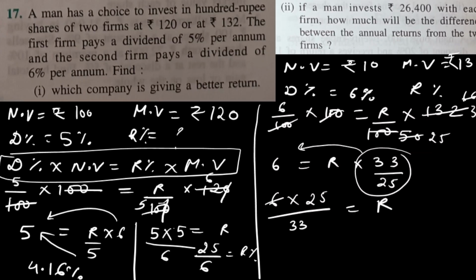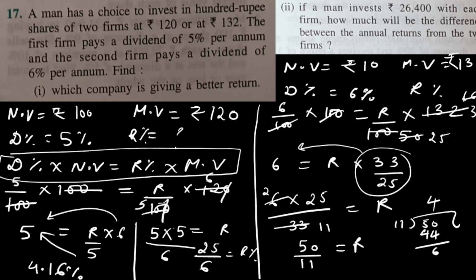So 3 is table, we can do 3 into 2 is 6, 3 into 11. Then 2 into 25 is 50. 50 by 11 is equals to R. When you divide 11 with 50, we can see what we'll get. 11 into 4 is 44. Point 11 into 5 is 55. So it will continue like this. But you can see here we are getting 4.5.